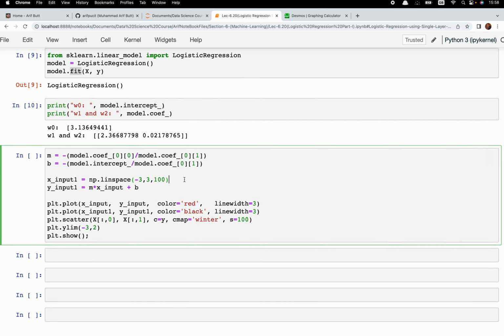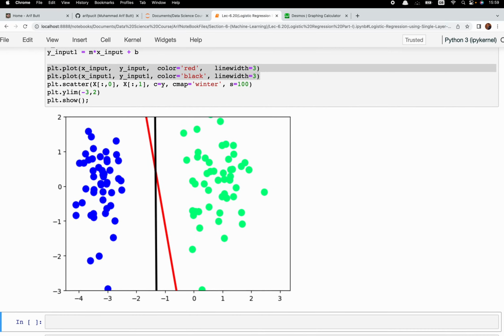But let's just visualize by plotting the line. And in this code cell, I am plotting both the lines. The first plot method is plotting the line that was the result of single layer perceptron in red color, while this second plot method is plotting the line that is the result of Scikit-Learn's logistic regression model. Let me just execute. Great.